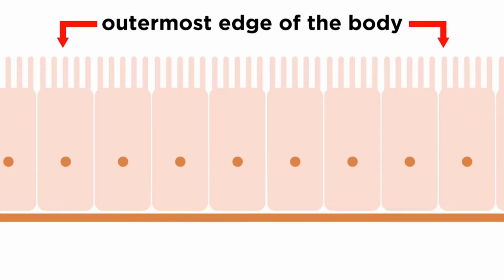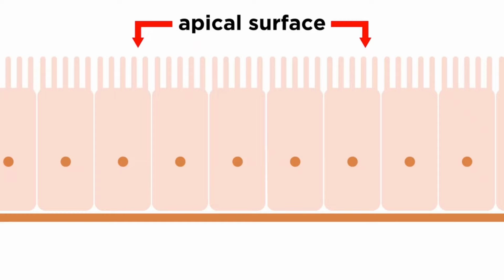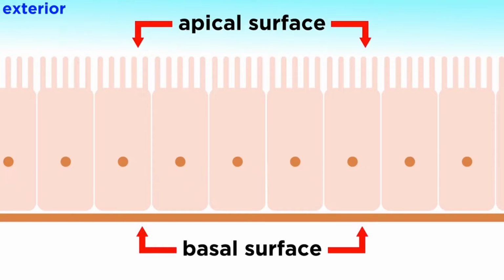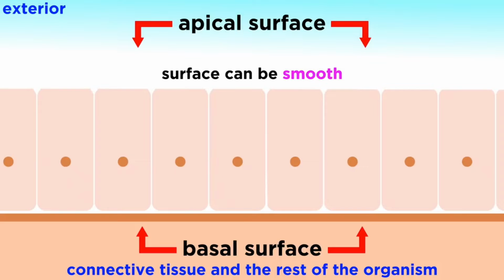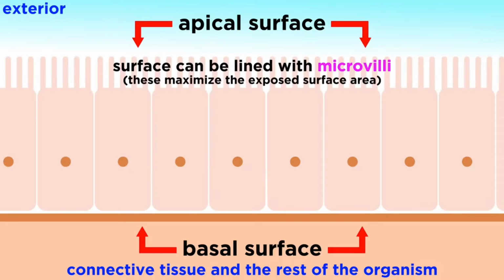First, since we are talking about cells that line the exterior of the body or a cavity, then we should distinguish between the apical surface, or the surface exposed to the exterior, and the basal surface, which is attached to some connective tissue within, and the rest of the organism. The apical surface is sometimes smooth, but it is often lined with microvilli, which are tiny projections of the plasma membrane meant to maximize the exposed surface area.